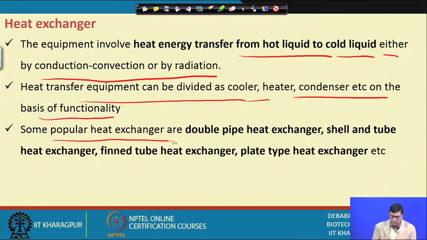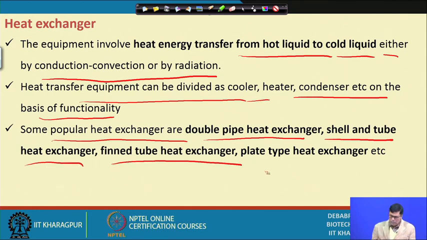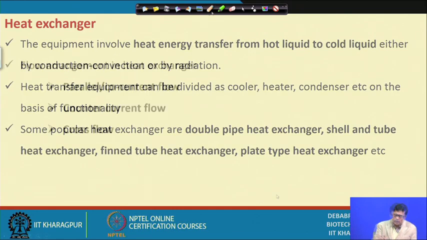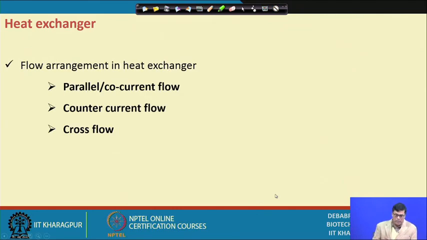Some popular heat exchangers are the double pipe heat exchanger, which we use because I work in the biochemical industry, and the shell and tube heat exchanger, mostly used in different industries. The thin tube heat exchanger is also used by industry. The plate and frame heat exchanger is largely used in fermentation industries. Heat exchangers may have different arrangements: parallel or co-current flow, counter current flow and cross flow.